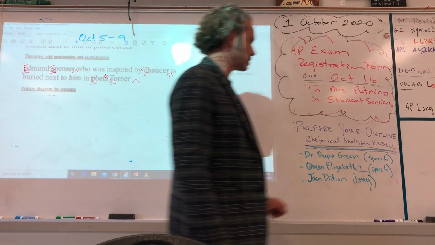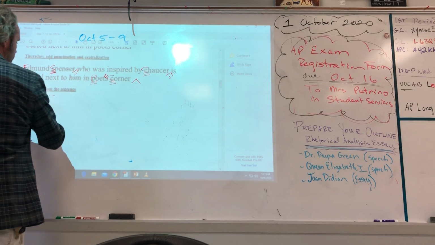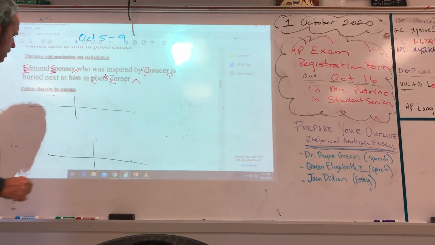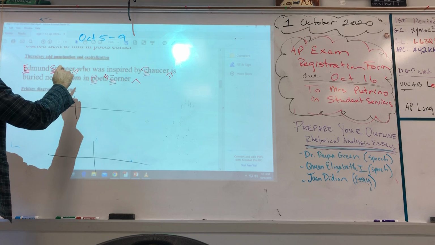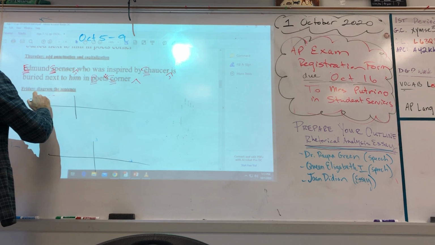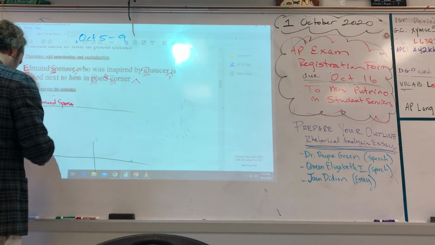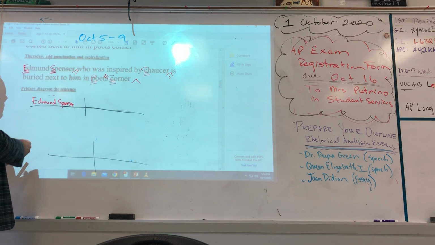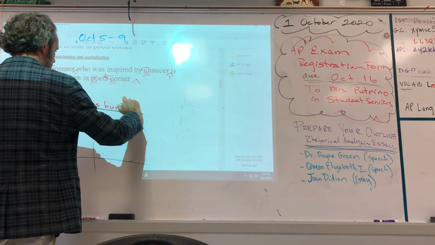Okay, let's take a stab at our diagramming. Pause or come back tomorrow. Okay? So we see we have two clauses working. So every clause means a cross. Okay. So Edmund Spenser and who was inspired. So these are our main pieces to the puzzle. Edmund Spenser. I've got that crammed in there, don't I? Edmund Spenser is buried. That's our main clause.